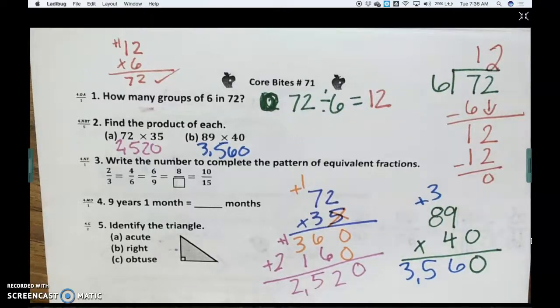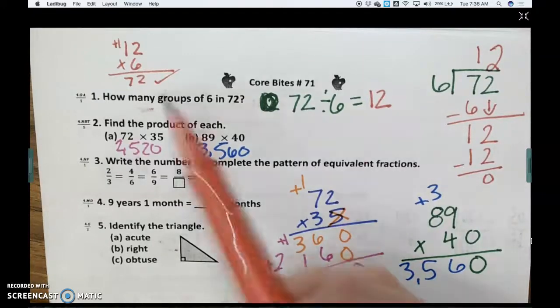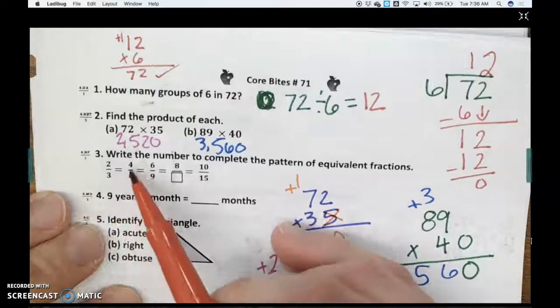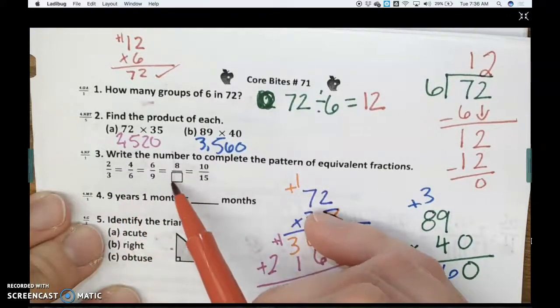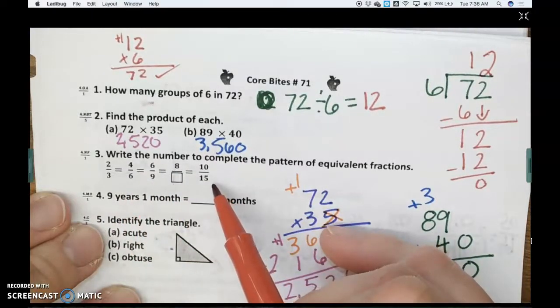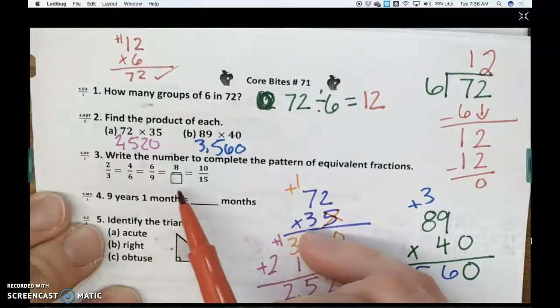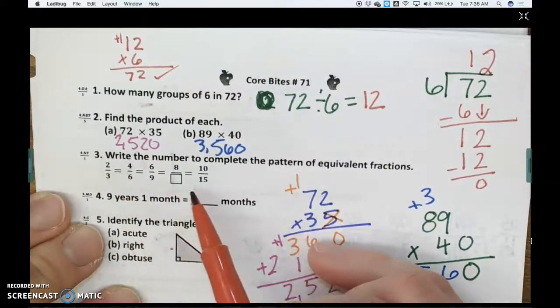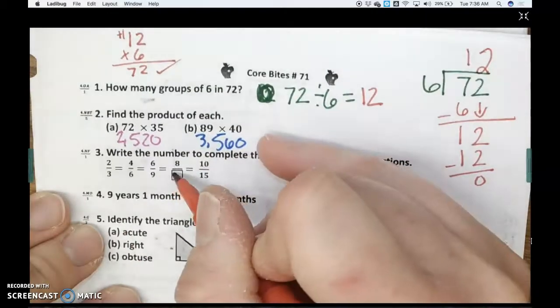For your number 3, you have some fractions. Write the number to complete the pattern of equivalent fractions. So here we've got 2/3, 4/6, 6/9, 8 something, and then 10/15. So each time you're going up by 3. So your next sequence number would be 12.